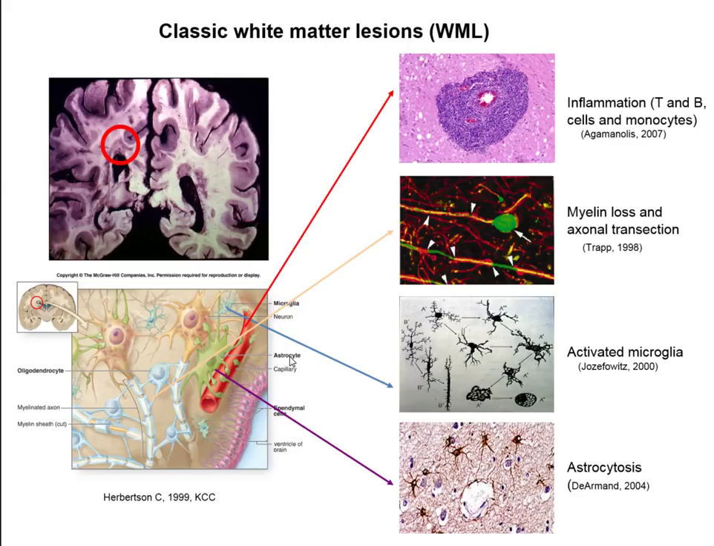This is another picture of the pathological findings of multiple sclerosis. And what you can see if you look deep at a cellular level is inflammation of the T and B cells in the upper right-hand corner, myelin loss and axonal transection, activated microglia, and astrocytosis.